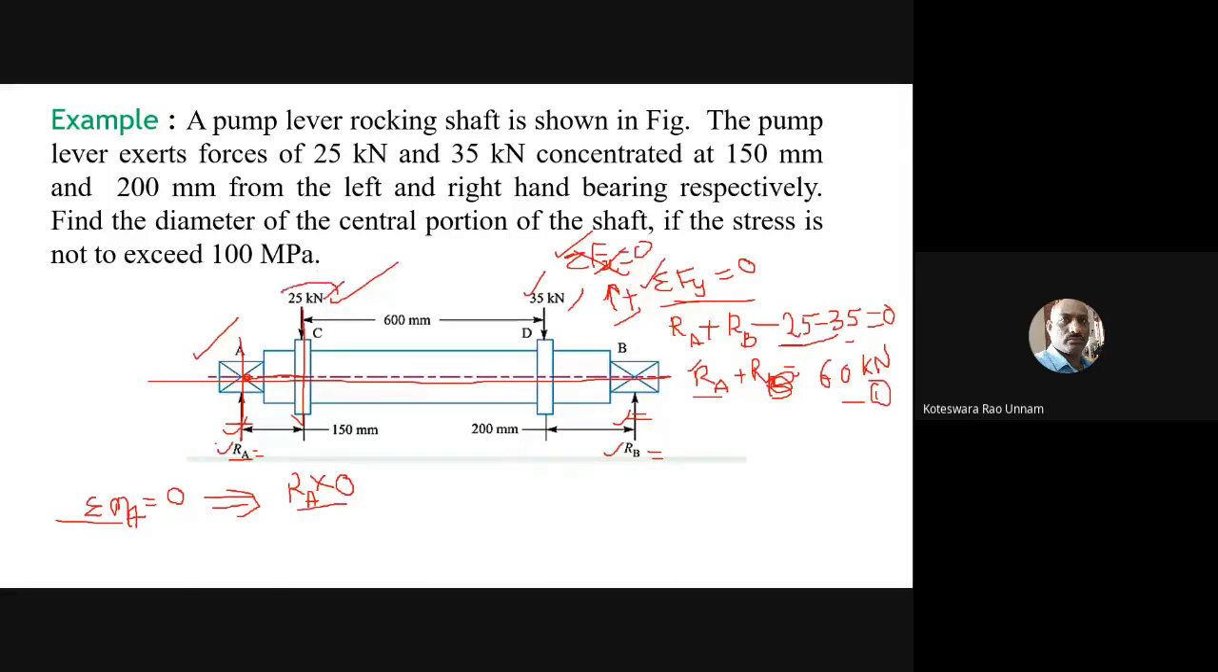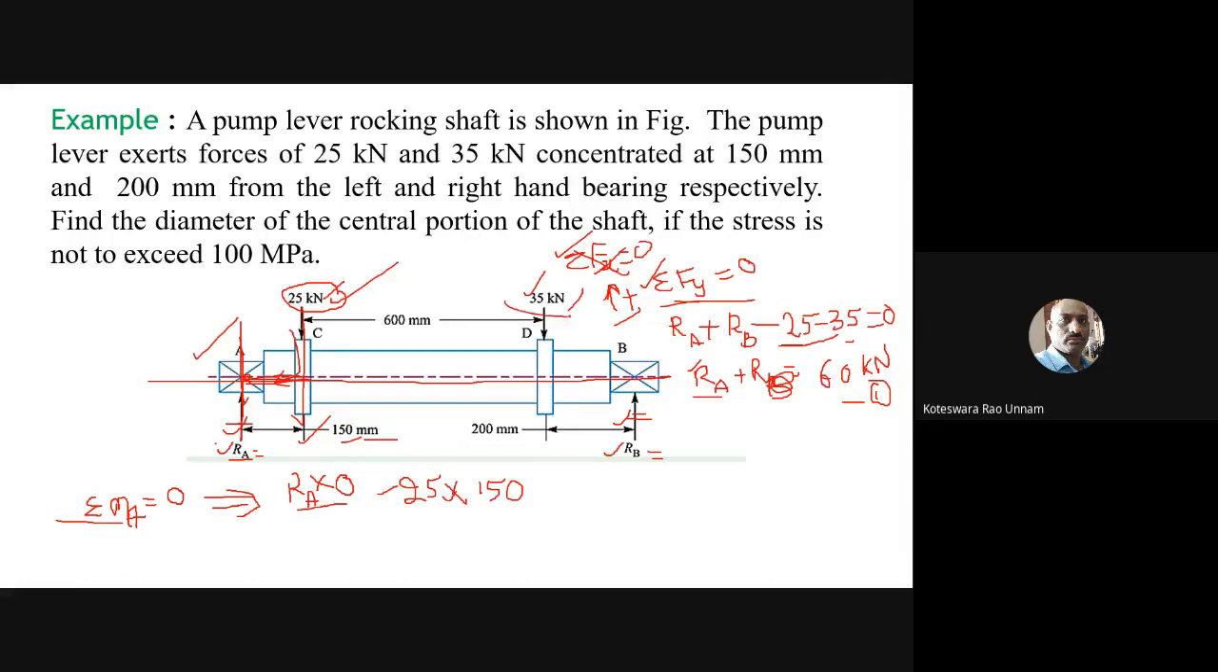Then I'll consider this 25 kilonewtons. The force is 25 kilonewtons, and what is the perpendicular distance between A and C? Here the distance is given as 150 mm, so I'll take it in mm only. Don't take one in meters and another in mm. If one dimension is in mm, you have to take all the dimensions in mm. Now, is it positive or negative? If I take moments about this point, this force will create a clockwise moment, so I'll take it as negative.